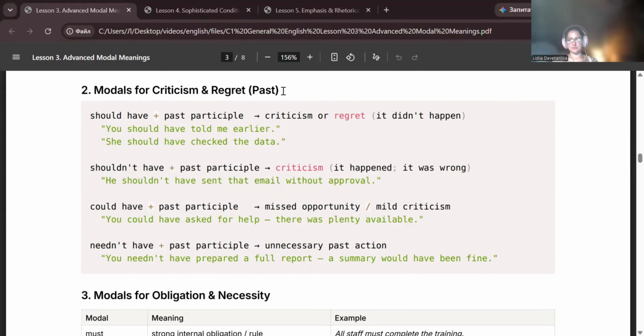Shouldn't have plus past participle. Criticism. It happened and it is wrong. He shouldn't have sent that email without approval.